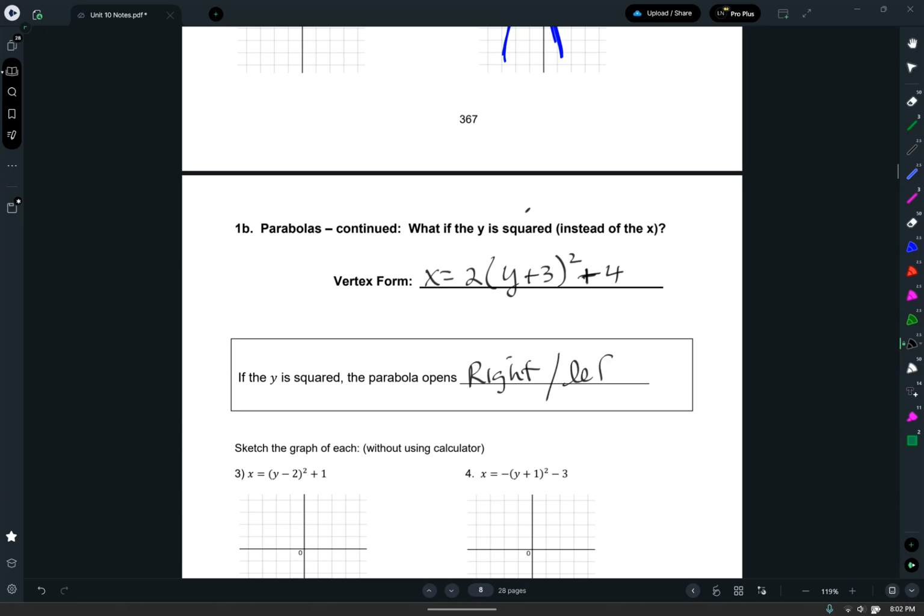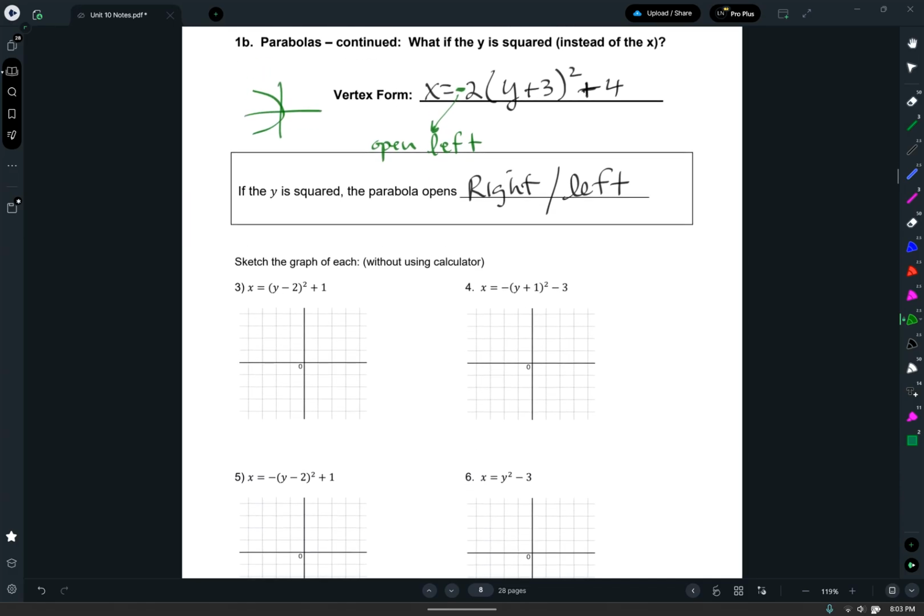And I bet you could guess what determines if it opens right or left. Hopefully you can guess. It's whether or not there's a negative out in front. Just like if a parabola is opening up or down, what determines if it opens down is if there's a negative out in front. Okay, so that negative would make the parabola open left, meaning this direction.